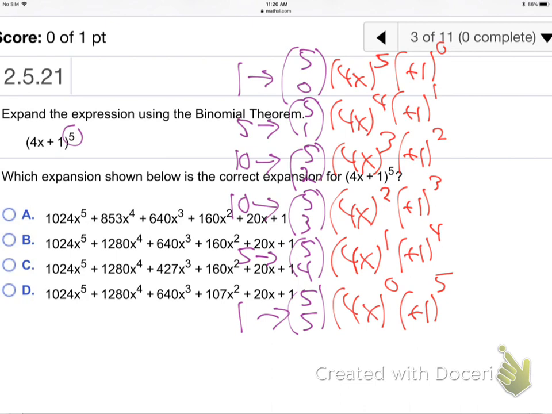So then you can multiply those together. Give you a second. Use your calculator. Finish that up.